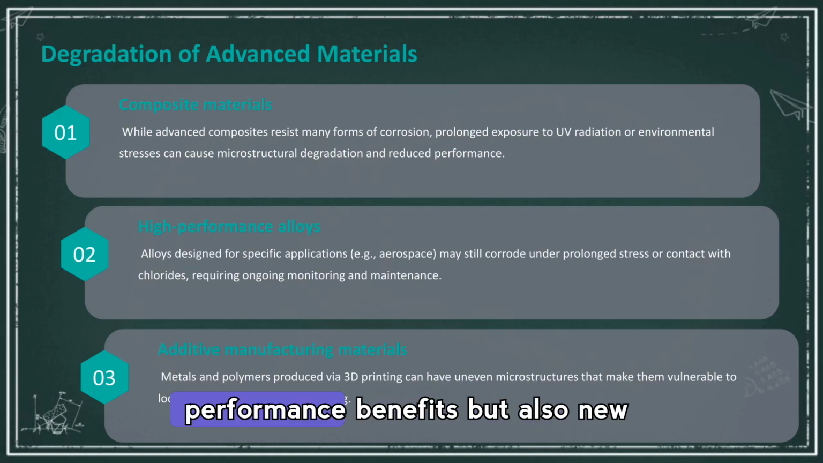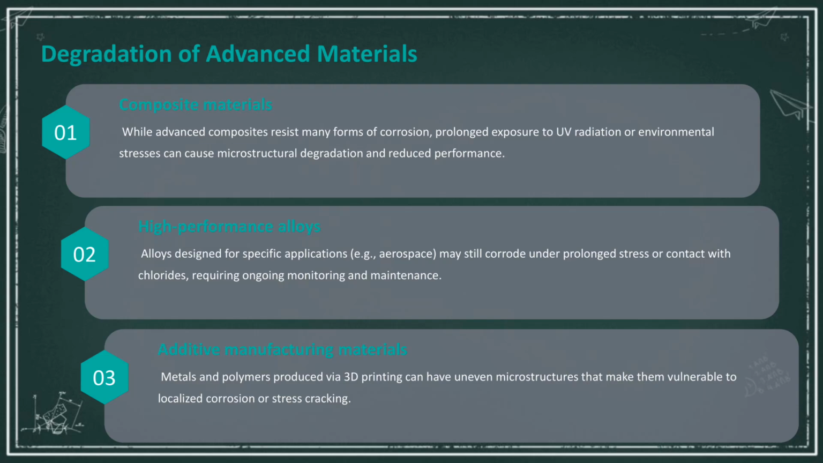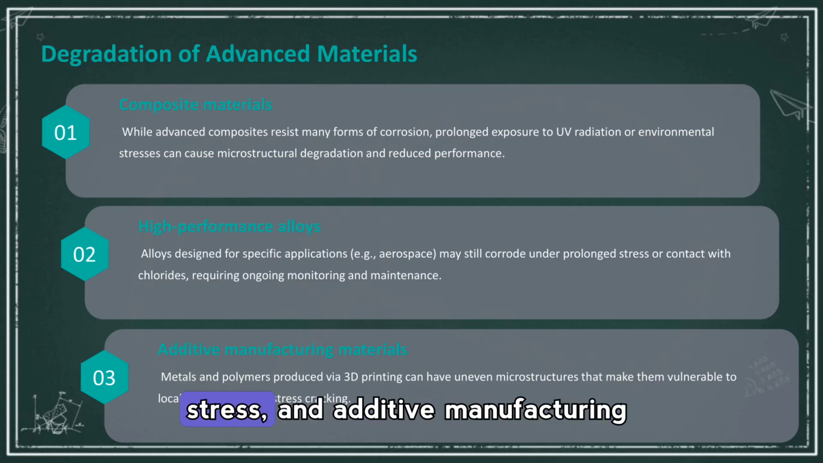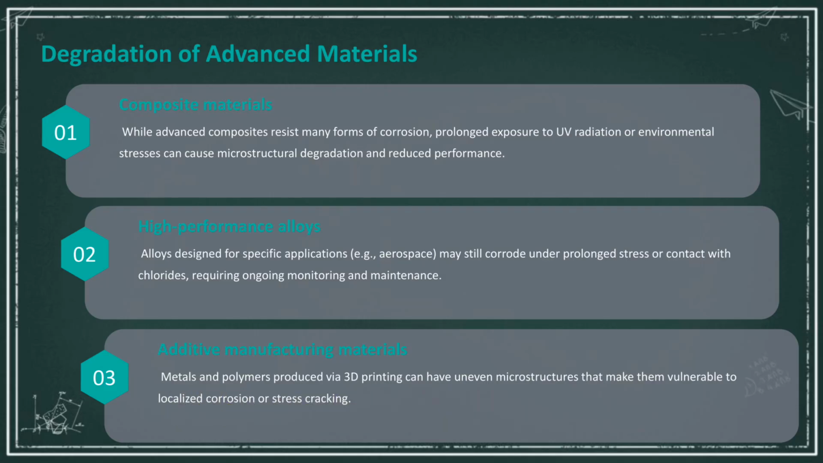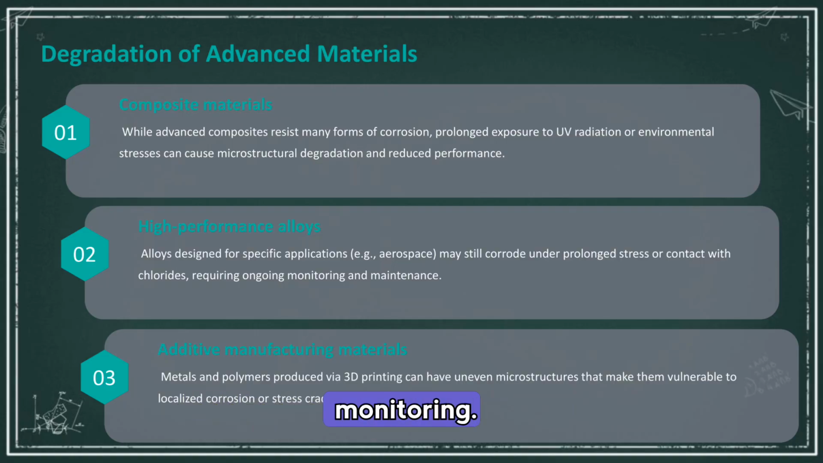Advanced materials bring performance benefits, but also new degradation modes. Composites can suffer microstructural damage from UV or environmental stress. High-performance alloys used in aerospace may still corrode under chloride exposure or prolonged stress, and additive manufacturing can produce uneven microstructures that are prone to localized corrosion or stress cracking, all of which call for dedicated testing and monitoring.